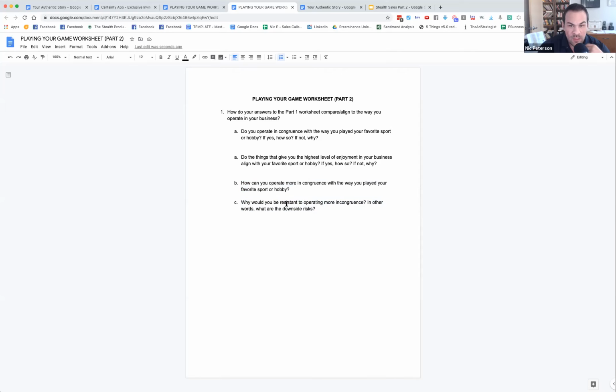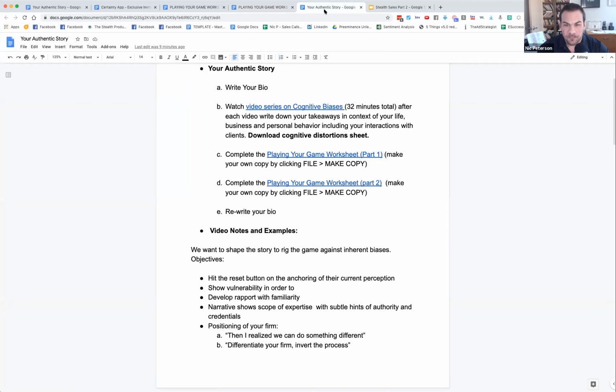And then why would you resist operating more in congruence? And the answer is often because somebody else told you to do it a different way. But that somebody else probably has a different style of game than you do. So it may work for them and it will not work for you. Okay, so that's why it's so important to understand, play your game.